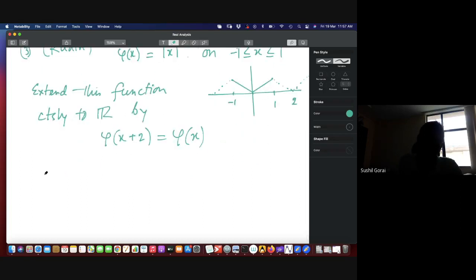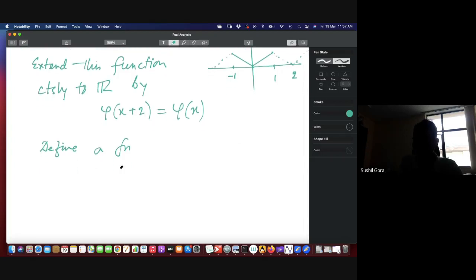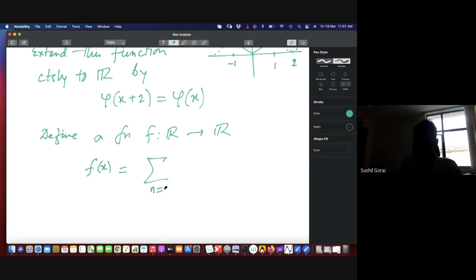Now define a function f, so f from R to R. So f(x) is the summation. Again, the series will be coming, n from 0 to infinity, (3/4)^n phi(4^n x).